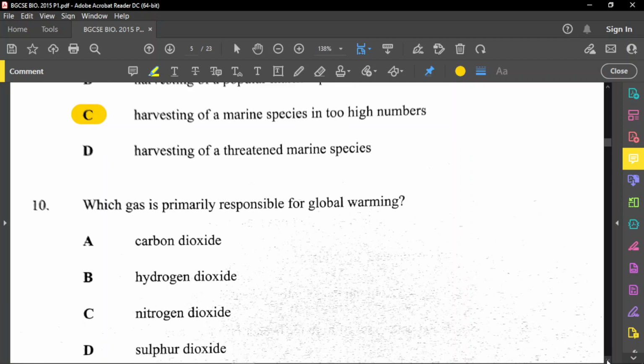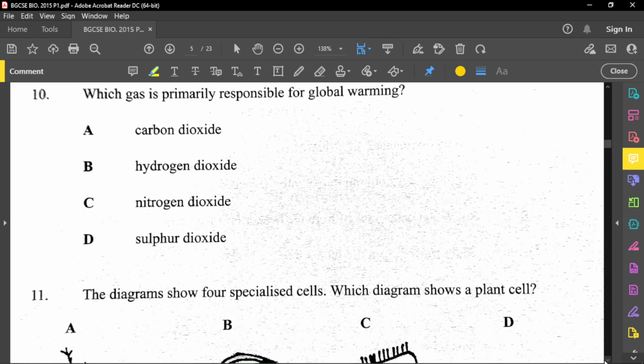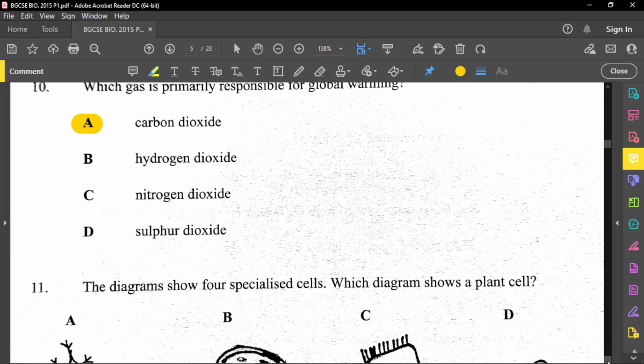Number 10 asks what gas is primarily responsible for global warming. Right off the bat, it is going to be carbon dioxide. Carbon dioxide is a greenhouse gas that leads to global warming. Nitrogen dioxide and sulfur dioxide lead to acid rain. Let's go to question number 11.